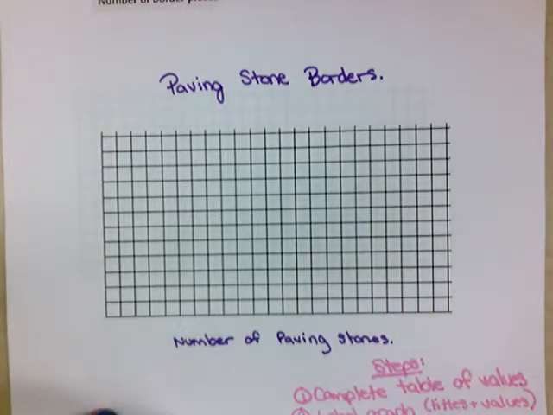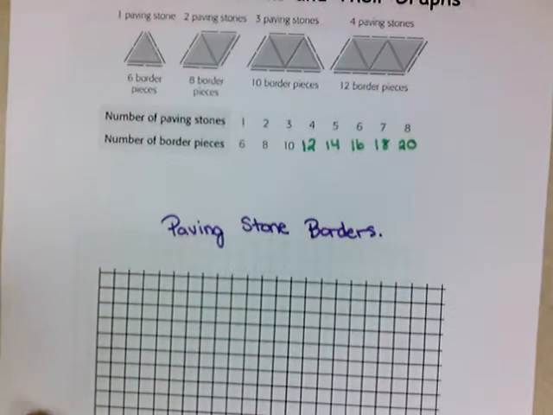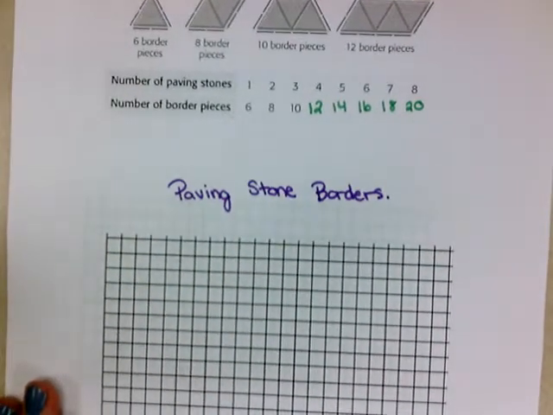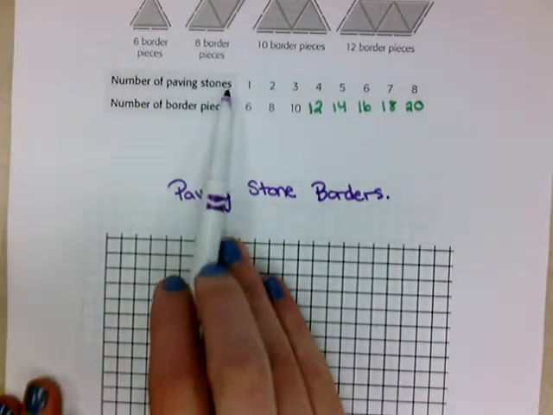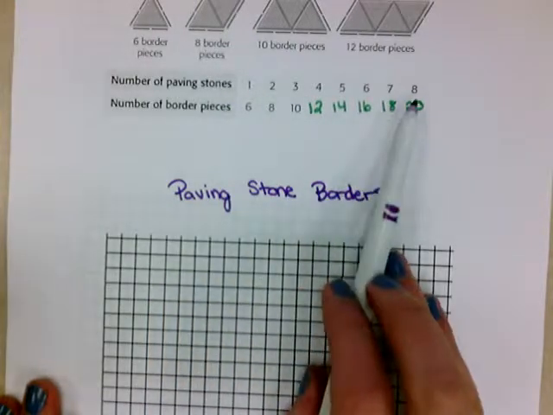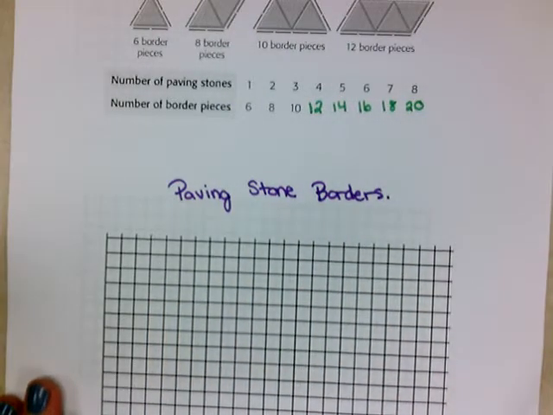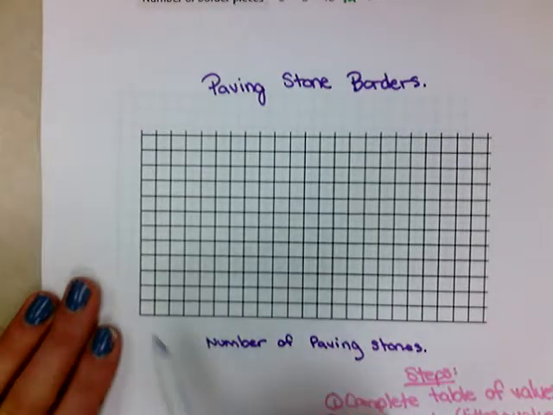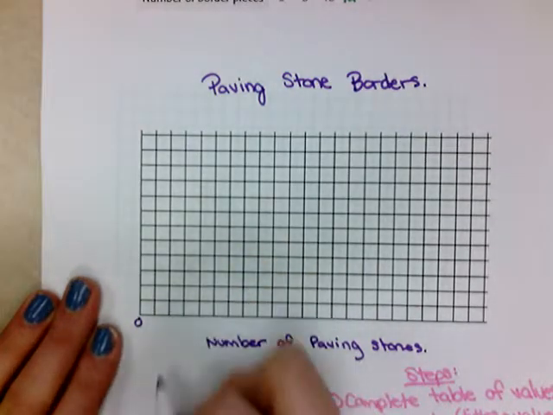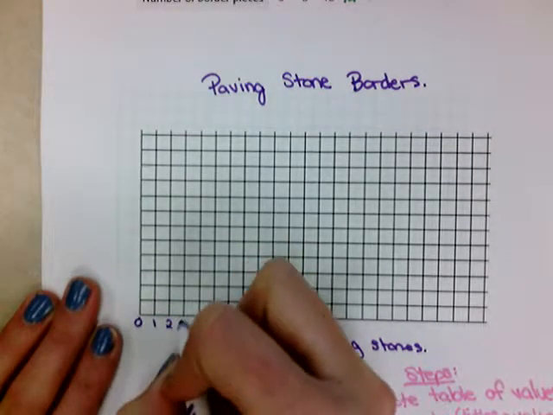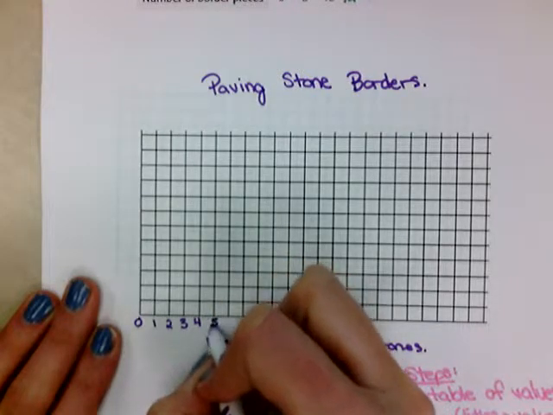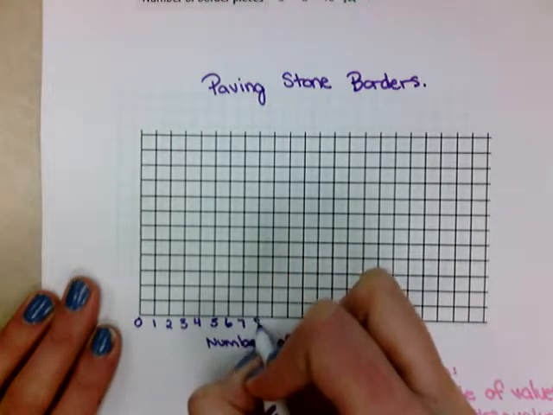And then depending on what your numbers are up here, that's going to tell you what values you're going to go up by. So if I'm looking at the number of paving stones here, I only have to go up to 8 and I need it for each one. So I'm going to go up by ones here. So starting with 0 on the corner, I'm going to just label all my values up to 8.